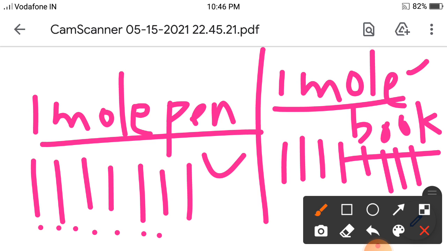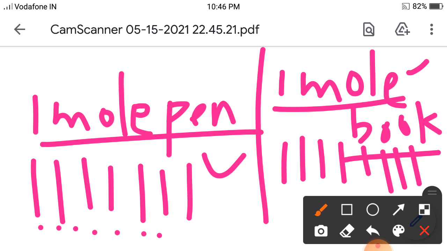But equal moles of any two or more substances may or may not have equal mass. Only the mole concept stands for a number, and that number is 6.022 × 10^23, and not for mass. Here mass is different.